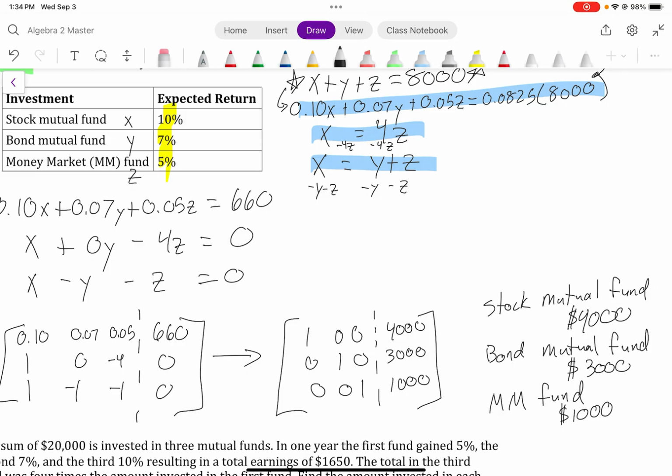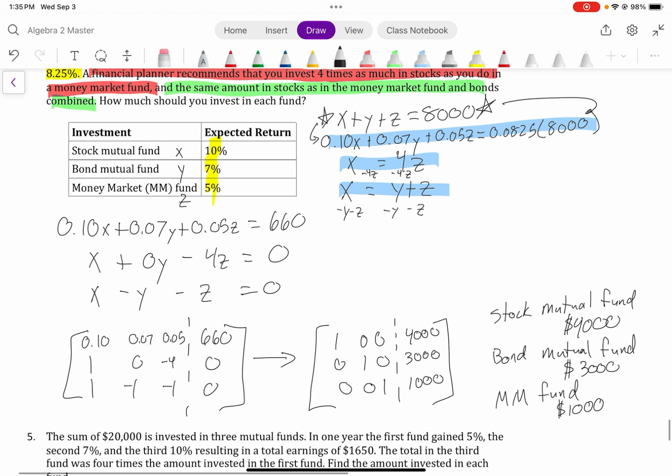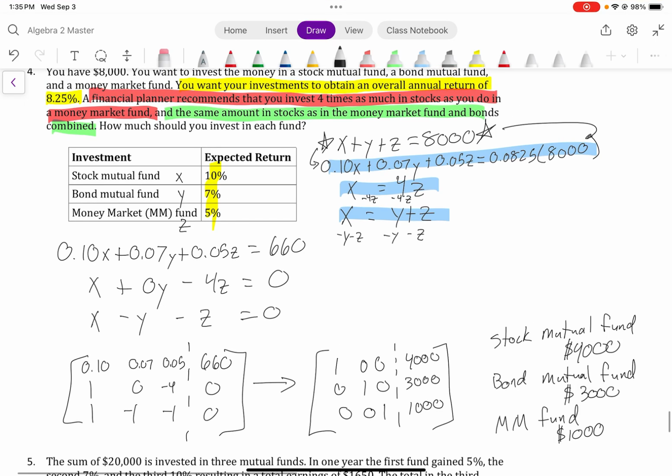Okay. So first things, the bottom two equations are much easier to check. The bond and the money market funds add up to 4,000, which is stock. So that is simple. 4 times the money market fund does equal the stock fund, which is simple. That makes sense. And if I want to figure out exactly how much each thing made, I could based off of my expected return. But if I plug 4,000 in for X, 3,000 in for Y, and 1,000 in for Z into that 0.10X plus 0.07Y plus 0.05Z, that will multiply out to be $660, meaning on my $8,000, I made $660 right away, which is pretty good.